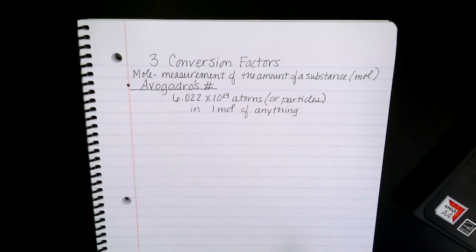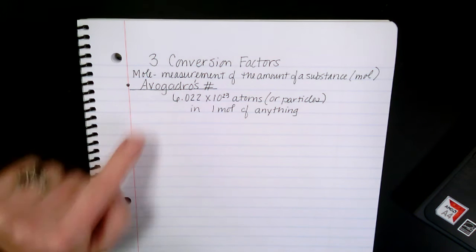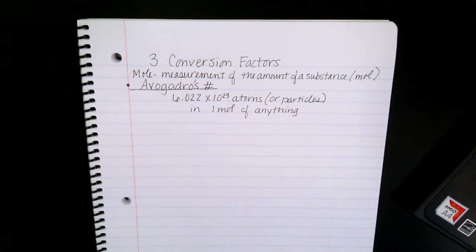Okay, so the first thing is Avogadro's number, and that is a constant. It is 6.022 times 10 to the 23rd atoms, or you can use the term particles. Those can be used interchangeably, in 1 mole of anything. If you forget that number, it is on the front of your reference table.